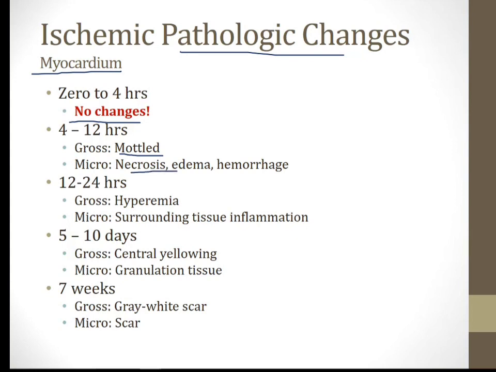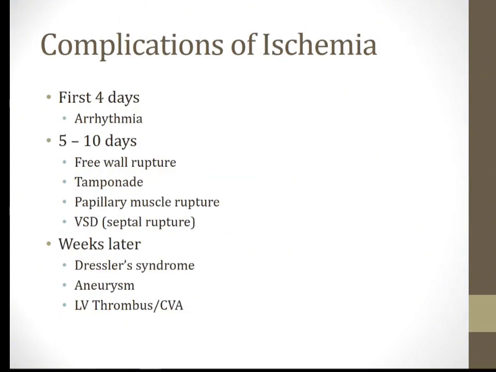Between 12 and 4 hours, grossly, the heart looks hyperemic, so it can be bright red, and you can see inflammation in the tissue surrounding the infarcted area. Between 5 and 10 days, the heart begins to look yellow grossly. If you examine pathologic specimens of patients who died between 5 and 10 days, you see a yellow portion of the heart where there was no blood flow. And microscopically, you see infiltration of that area with granulation tissue. And then by about 7 weeks, the infarcted area is replaced with a gray-white scar, and you also see scar tissue under the microscope.